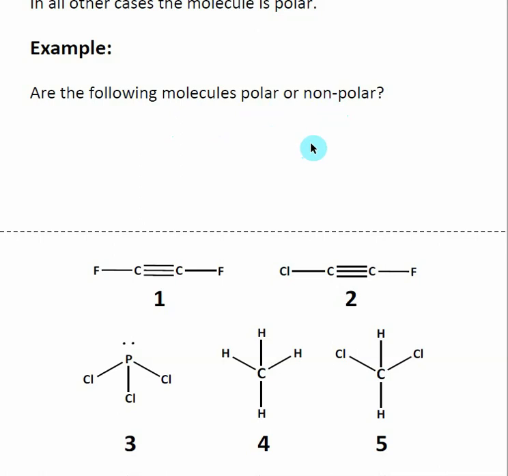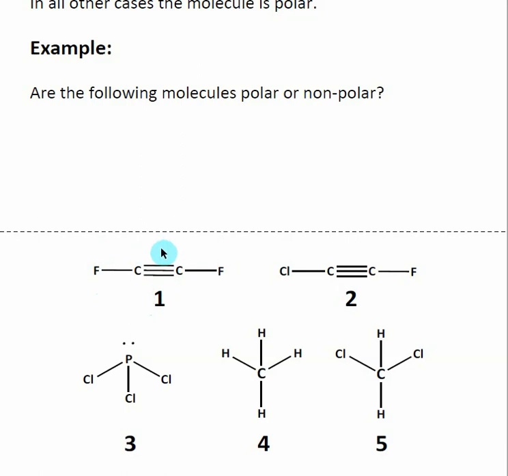And by polar I mean there's going to be a separation of the electrons surrounding that molecule such that there's a slight negative charge on one side and a slight positive charge on the other side. So when we look at this first molecule, molecule 1, you can see that it's linear. So my central atoms have 2 groups of electrons, so a single bond and a triple bond count as a group of electrons. So this is symmetrical.